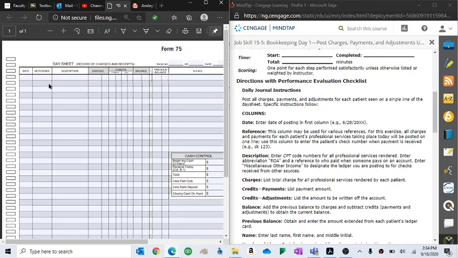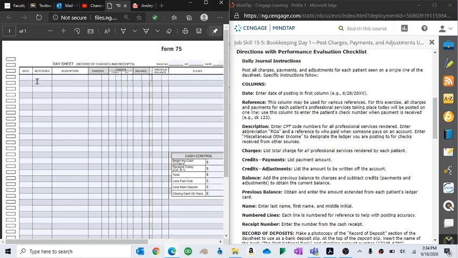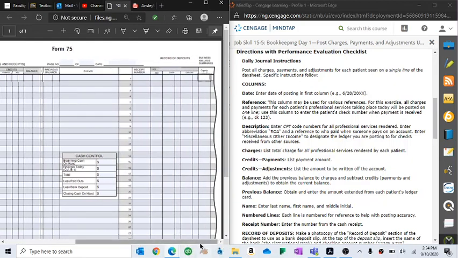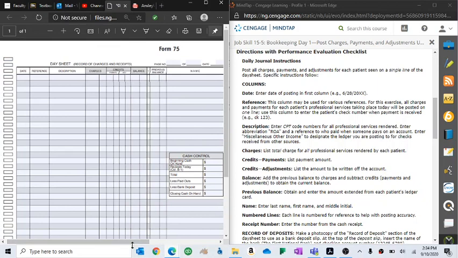And then when it goes down here, this is the form that we're working on. This is our day sheet. So it's telling you to post on your daily journal, to post all charges, payments, adjustments for each patient seen on a single line of the day sheet, specific instructions to follow. So this is letting you know on a single line, what it's talking about is from date all the way over to copay. That is going to be one patient. That is going to be a single line. That's what it's talking about. So post all charges, payments, and adjustments for each patient seen on a single line of the day sheet. So that's what this is.